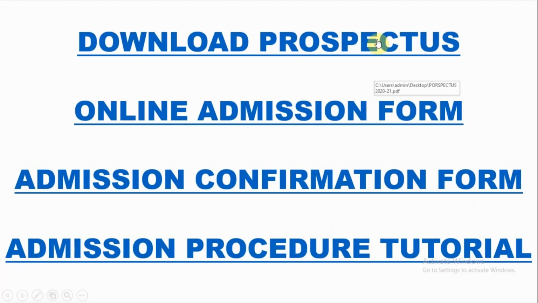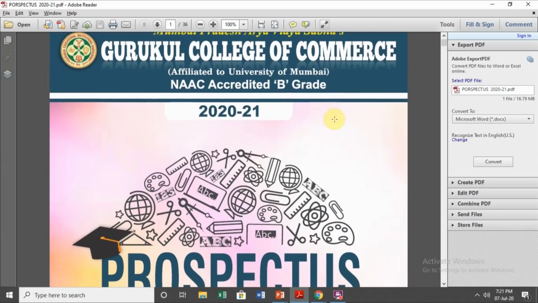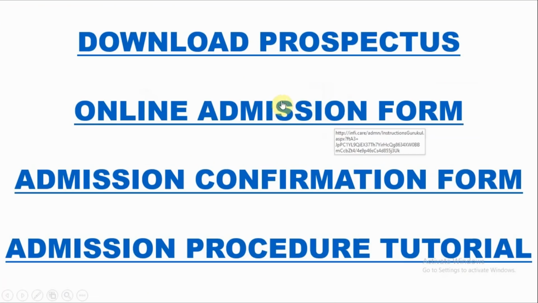Step 1. Click on download prospectus and your prospectus will be downloaded. Go through the prospectus for the information related to the college and admission as well. Once the prospectus has been downloaded, click on the second tab, online admission form. When you click on online admission form, it will take you to the admission procedure page.